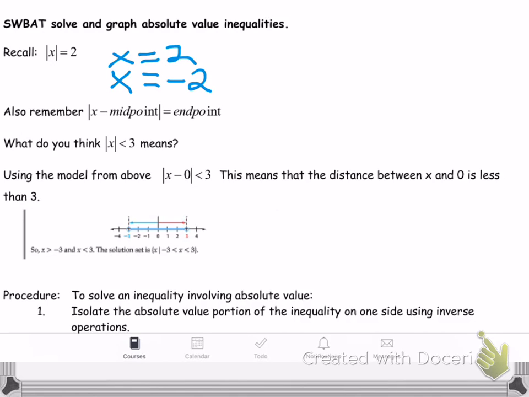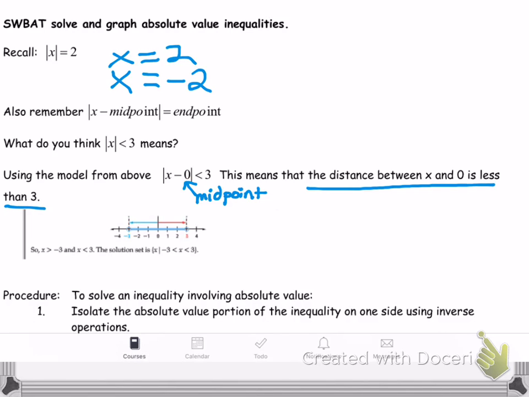Now, if you remember from word problems and number lines, the absolute value of x minus the midpoint is equal to the endpoint. And so we're getting to this idea of what do we think the absolute value of x is less than 3 equal to. All we're doing in this chapter is changing all the equal signs to less than or greater than signs. So if we use the model from above, the absolute value of x minus 0, which is the midpoint, is less than 3. What this means is that the distance between x and 0 is less than 3.